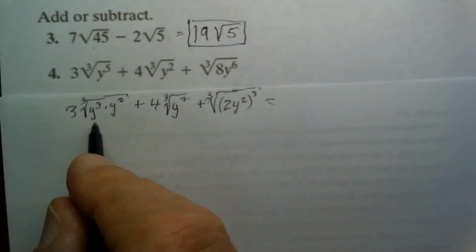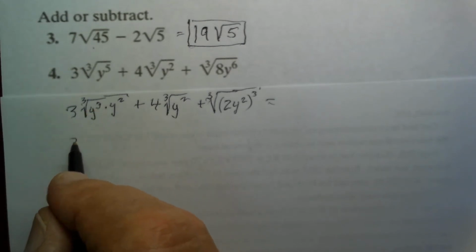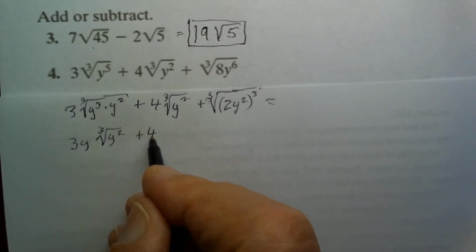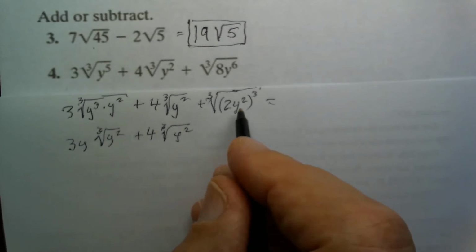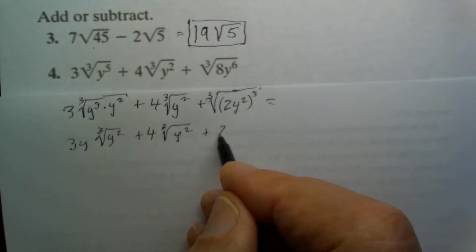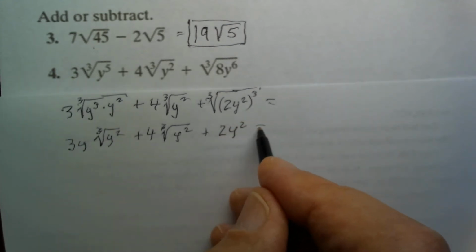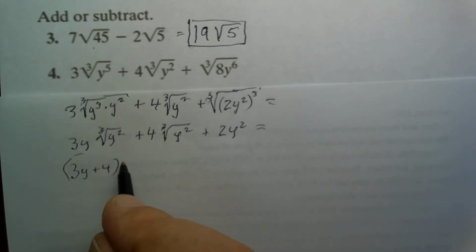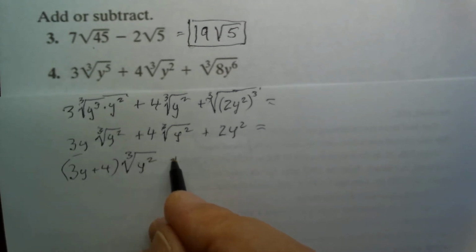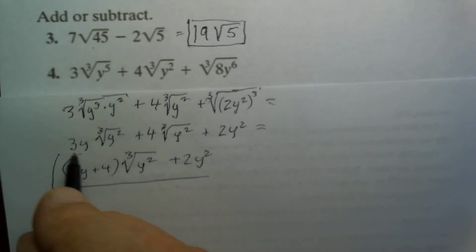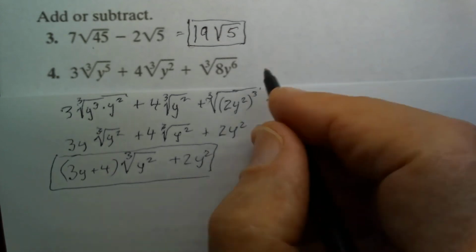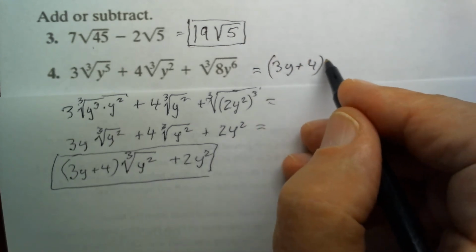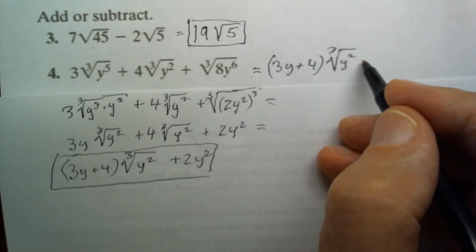So then the first term, the third root of y to the third is y, so we have 3y times the third root of y squared, and we have 4 times the third root of y squared, and the third root of 2y squared to the third power is 2y squared. So now we can combine the first two terms, and that then becomes 3y plus 4 times the third root of y squared plus 2y squared. So that's the answer to this exercise: 3y plus 4, in parentheses, times the third root of y squared plus 2y squared.